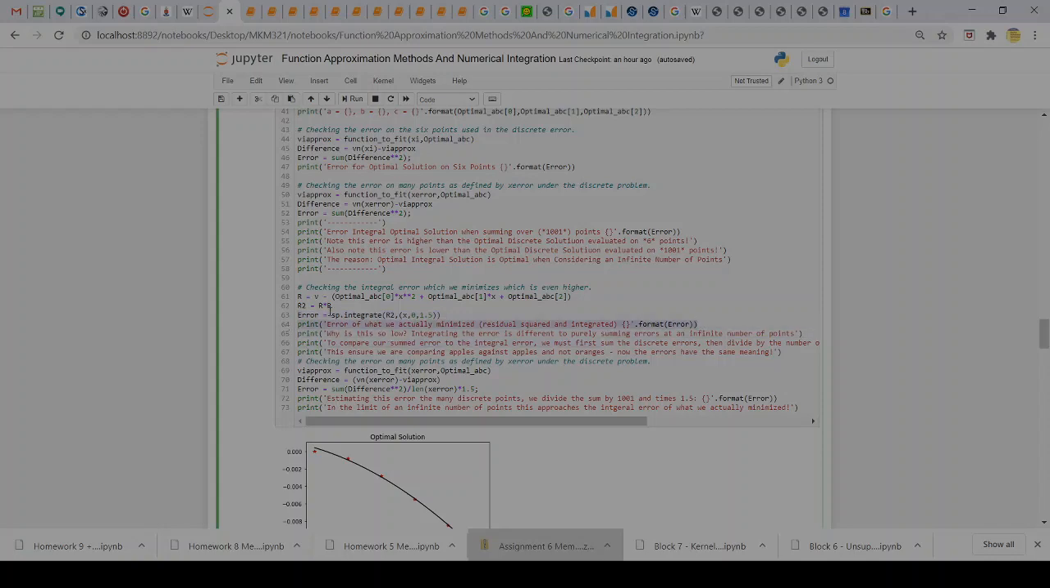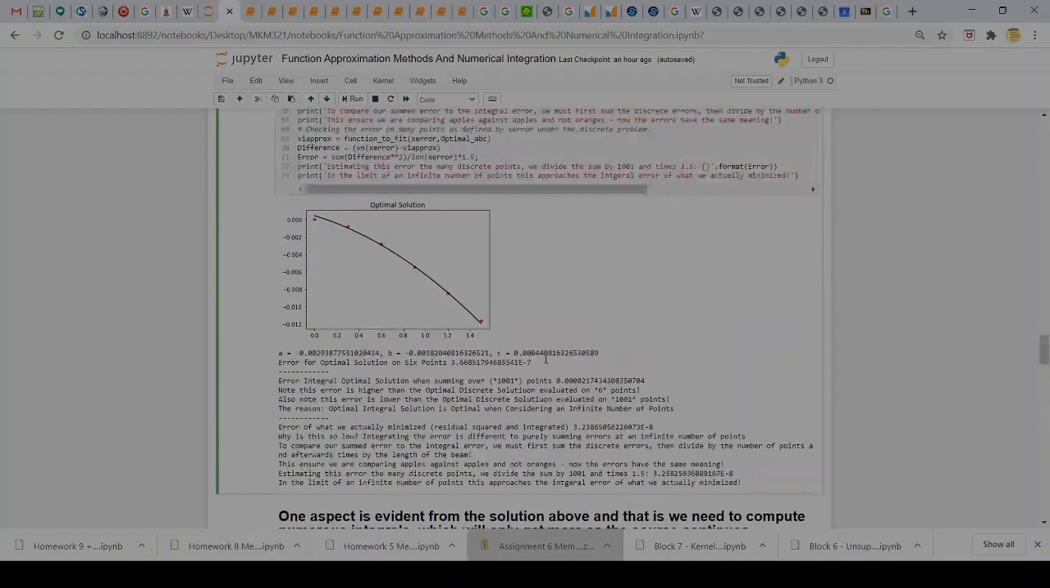If I look now at the infinite number of points, so this is not only at 1001 points, this error here is now at an infinite number of points. What the hell is going on here? I'm looking at more points and the error is lower. Why is this error larger than this one?